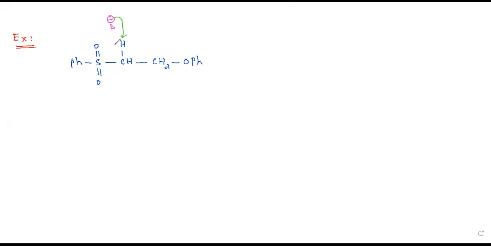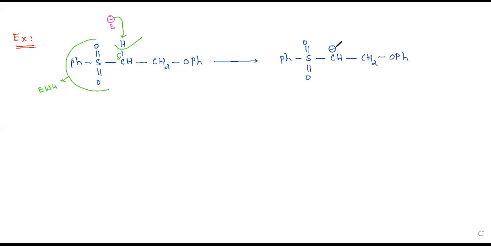Base abstracts this H plus, then it comes to this carbon. Now this is the electron withdrawing group. Okay, what do we get? PhCH=O, then CH minus, a carbanion is formed, then CH2OPh. As and when this comes here, this one goes off. That is the leaving group here.